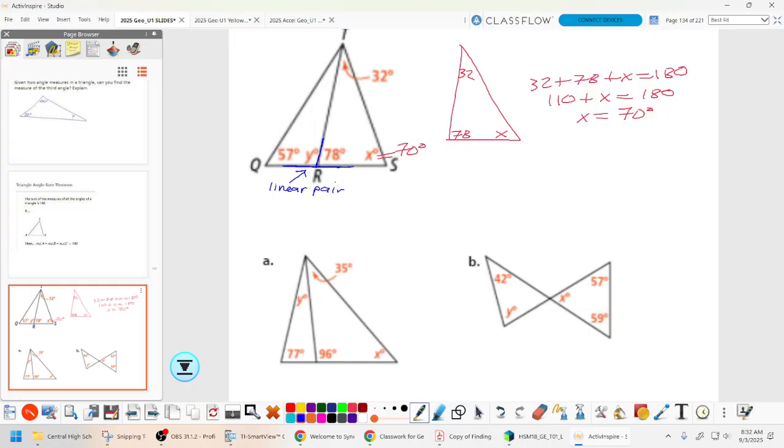Yeah, they make a straight line. That QS is a straight line. So y plus 78 equals 180. So just subtract your 78 and you get 102 for y. That's the easiest way to do y. That isn't the only way.